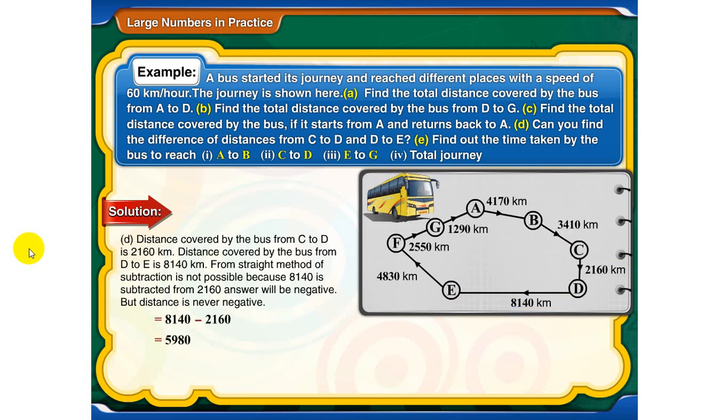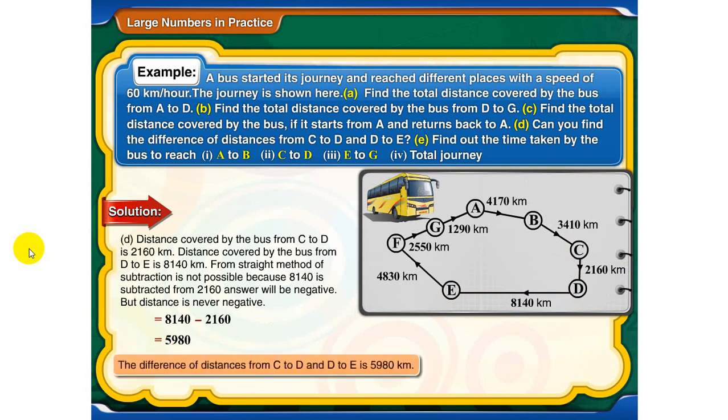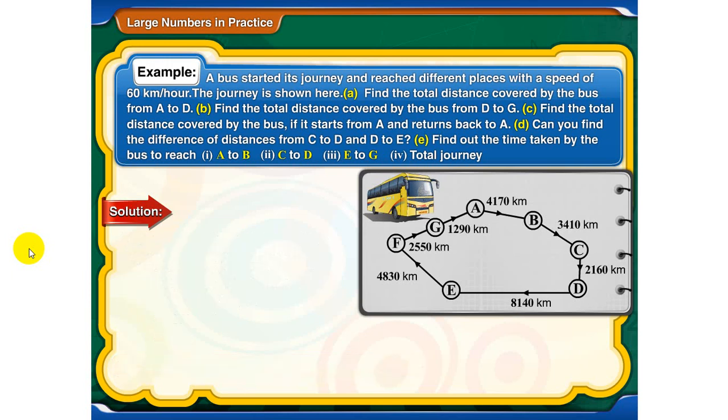So we subtract 2,160 from 8,140 and we get 5,980. Thus, the difference of distances from C to D and D to E is 5,980 kilometer. E. How to find time? Here we divide total distance by speed of the bus to get time.